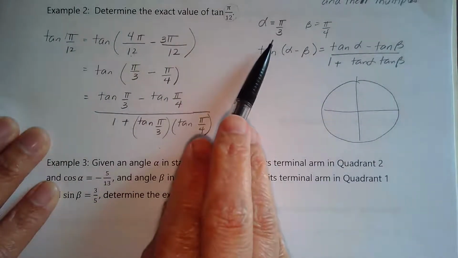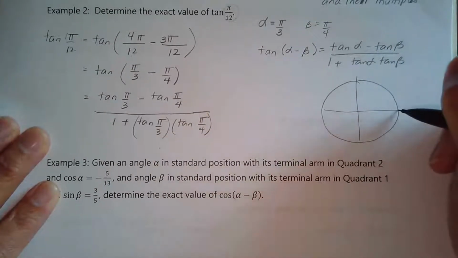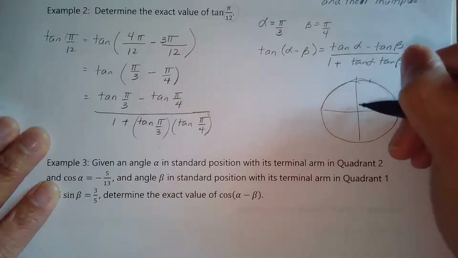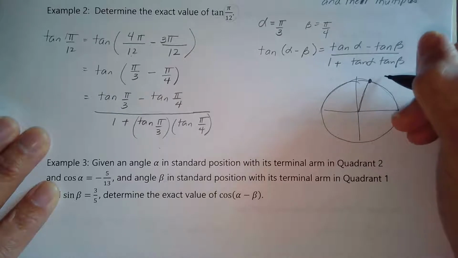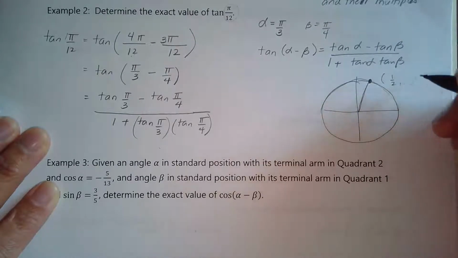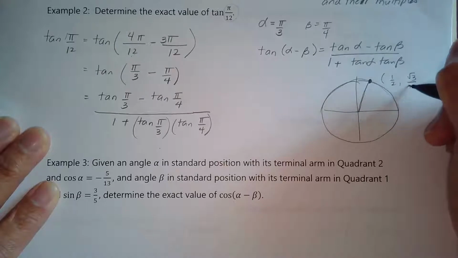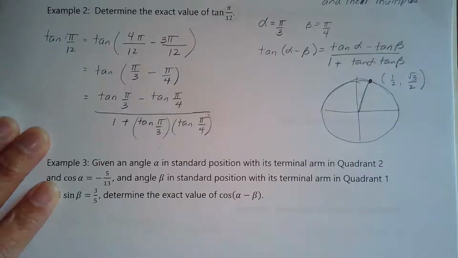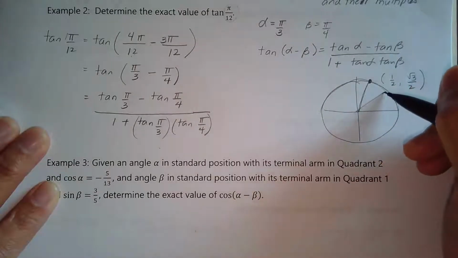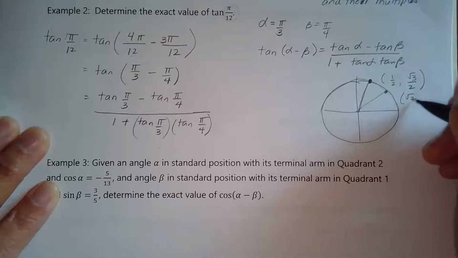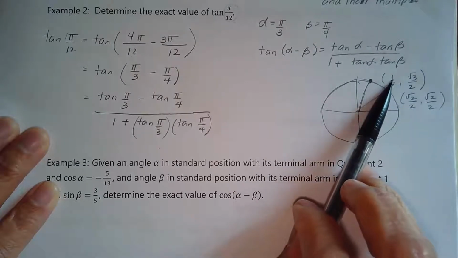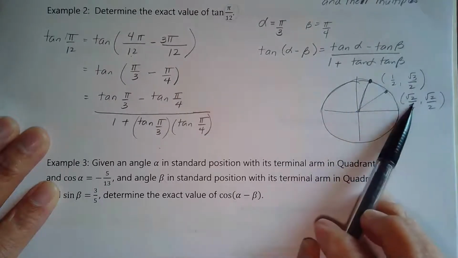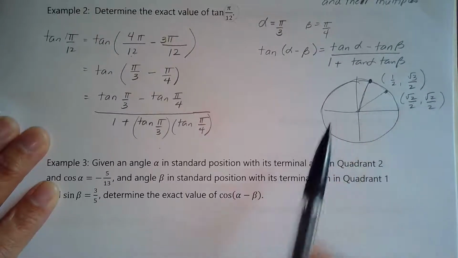Our first angle is pi by 3. So where's pi by 3? From here to here is pi. Pi by 3 is here. You know that already because we've done chapter 6. So this is pi by 3, and that one is 1/2 comma root 3 over 2. And then pi by 4 is right here, and it's root 2 over 2, root 2 over 2. The first is the cos, and then the second is the sine.